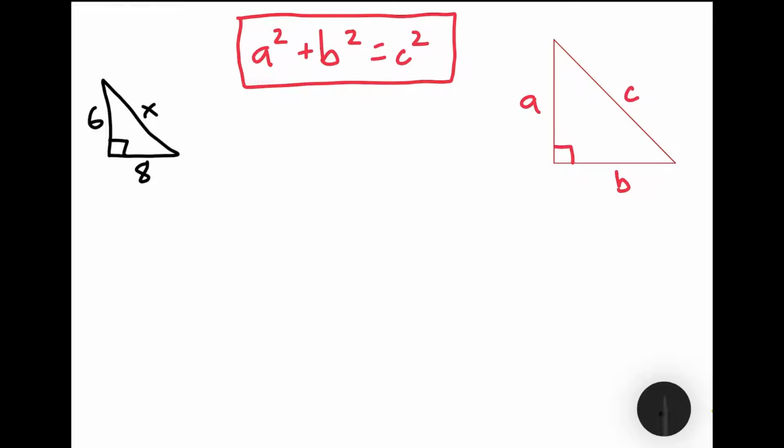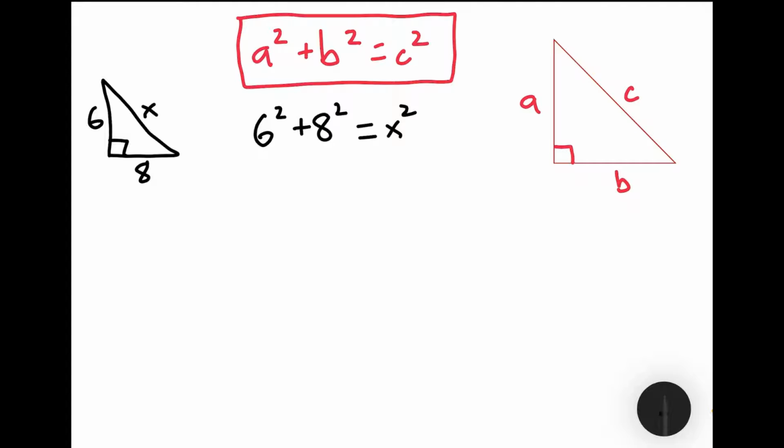The next step is plugging those values into the equation. A and B, again, are our legs, so that's 6 and 8, and we can use either one as A or B. So I'm just going to write 6 squared plus 8 squared is equal to C squared, where C is our hypotenuse. In this case, C is x, so we could write C squared or x squared. I'm going to write x squared since that's what's used in our triangle.